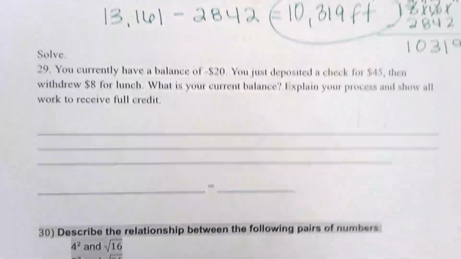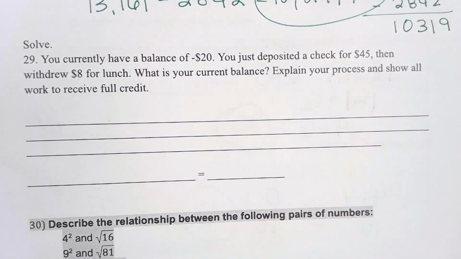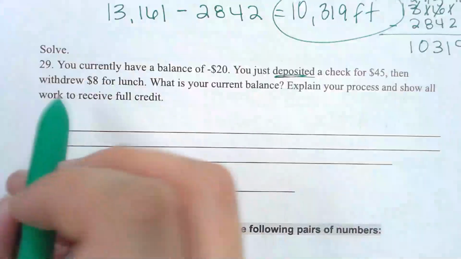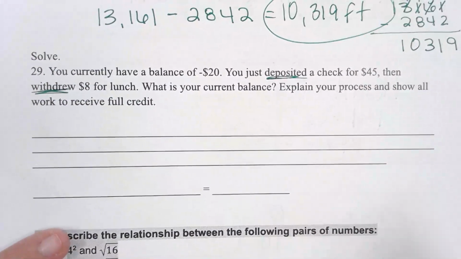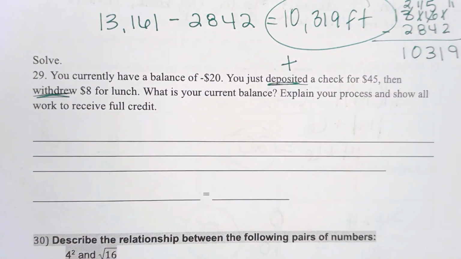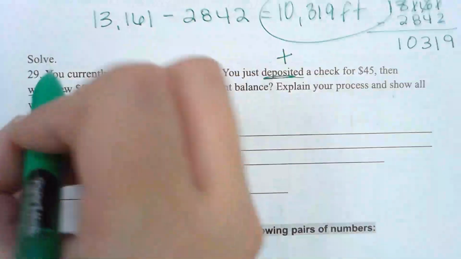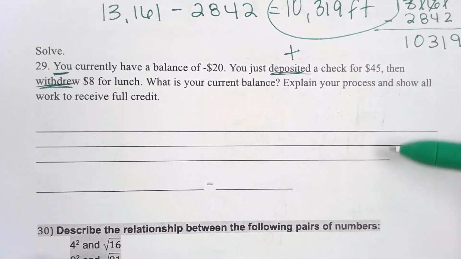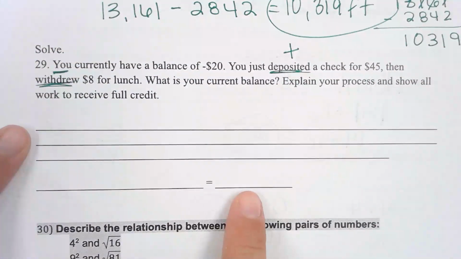All right, moving on to the next one. So you currently have a balance of negative $20. You just deposited a check for $45, then withdrew $8 for lunch. What's your current balance? Explain your process and show all work to receive full credit. Okay, so keywords here are deposit and withdrawal. So remember, deposit means that you're putting money into your account, so that means that it would be adding it back into your account. And then withdrawing money means that you're taking it out of your account, so that would be subtracting it.